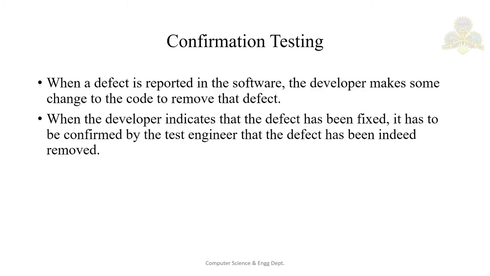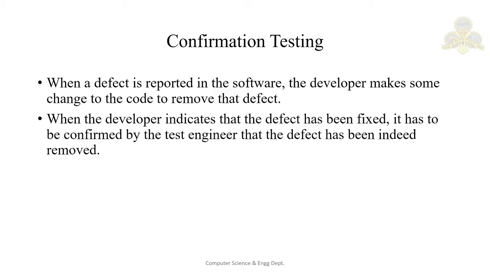So the next one is confirmation testing. Whenever a defect is reported in your software, it is the duty of the developer to debug that defect, and he has to change the code and fix it. Whenever the developer indicates that the defect has been fixed, it has to be confirmed by the tester that the defect has actually been removed, right? So that means the tester is confirming that the defect has been removed. This is called confirmation testing.